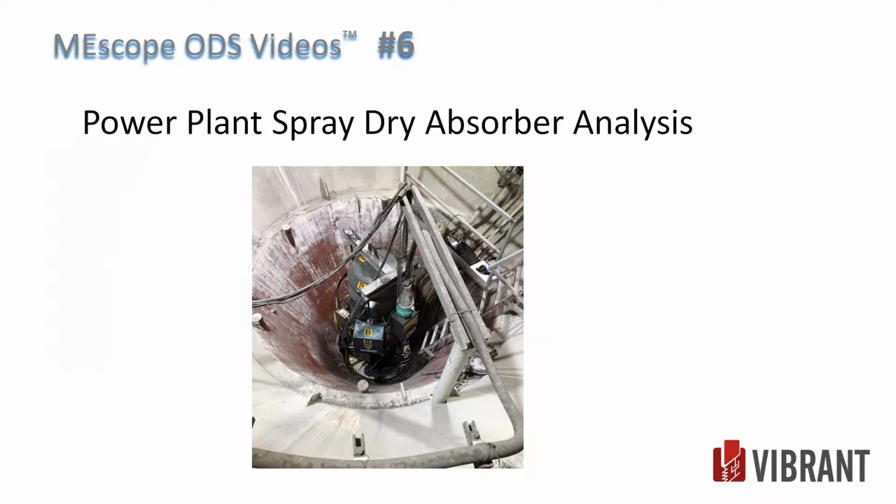Number 6 in the top 10 is a power plant spray dry absorber analysis. A spray dry absorber is a machine that sprays a chemical into fly ash that binds with it and changes its properties. It's part of a pollution control machine in most fossil plants. I'd never heard of it before I saw this one.